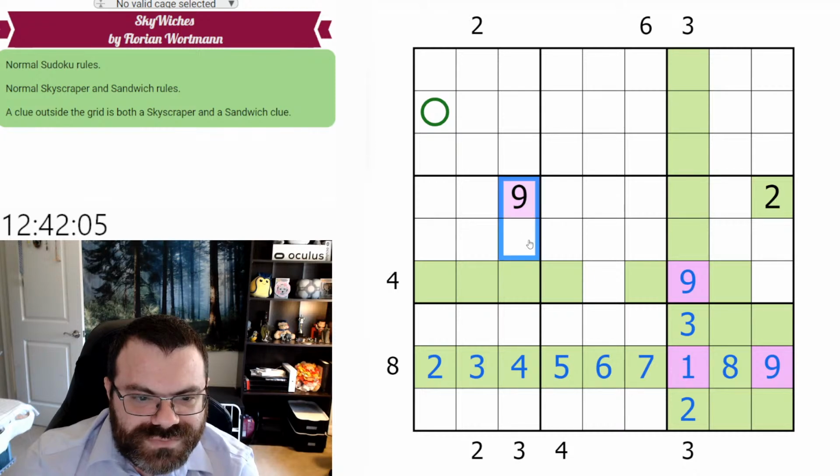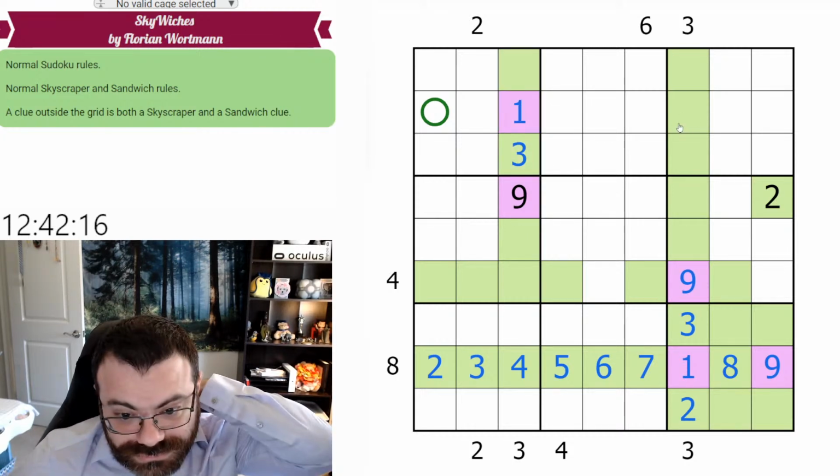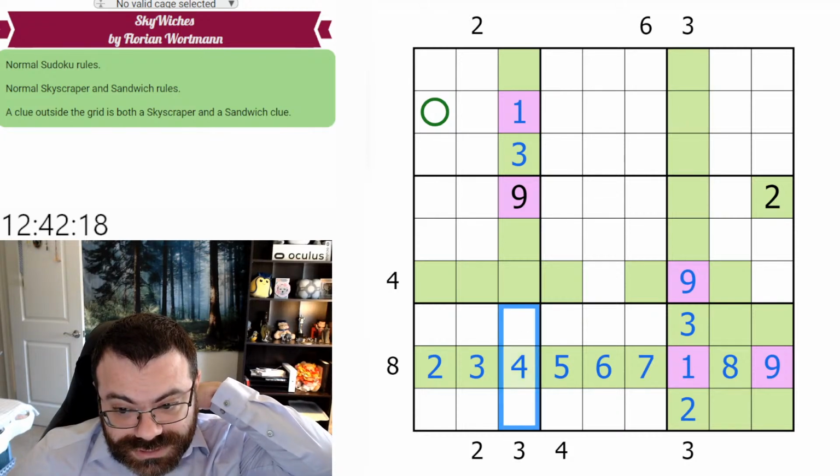So this is a 3 sandwich. So that's got to just do this. 3, 1. Oops. 3 and 1. These are green.